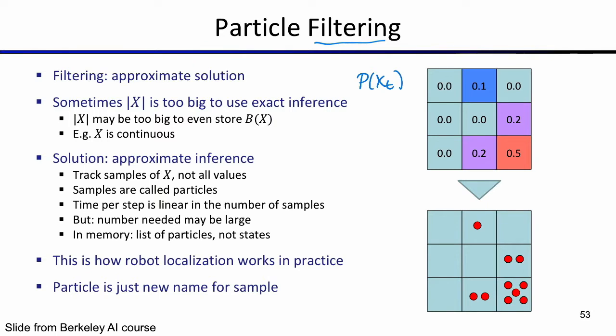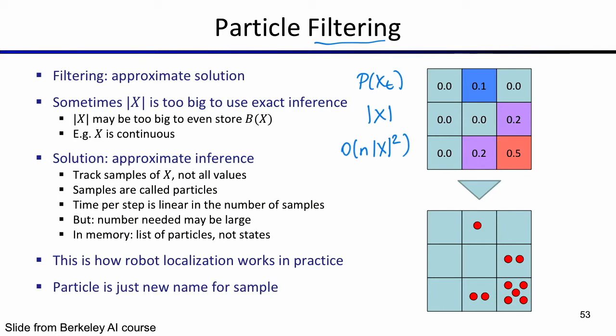And there are some situations where the size of x, so the number of possible states, is too big. It may be too big, for instance, to do exact inference. We know that the forward algorithm has a complexity that is squared in the number of states of x. So it may not be feasible to run the forward algorithm in the case that x is too large. But we can also think about other situations.